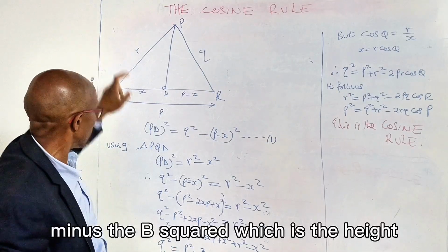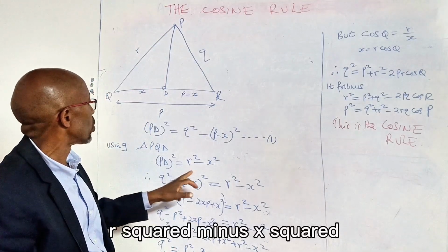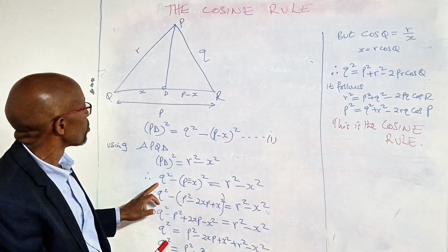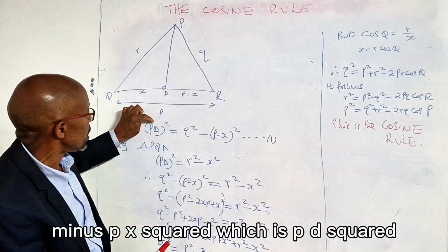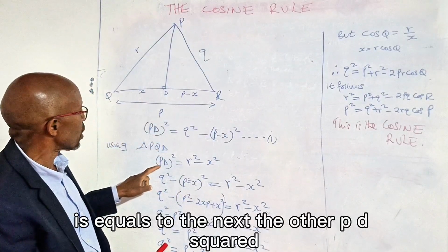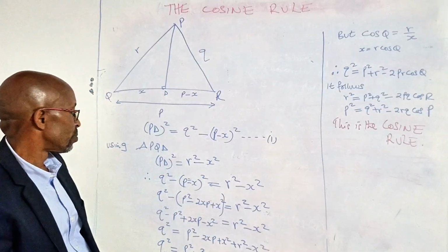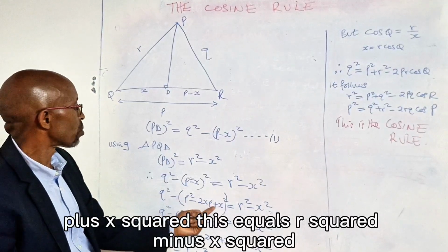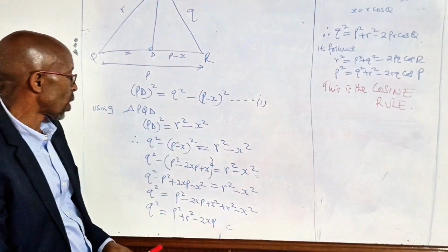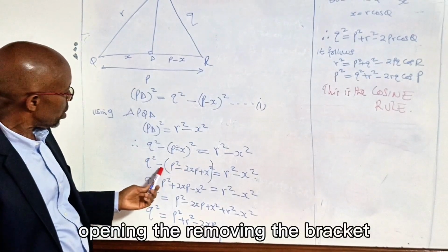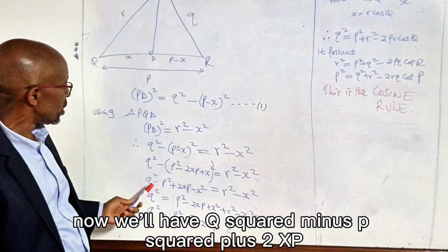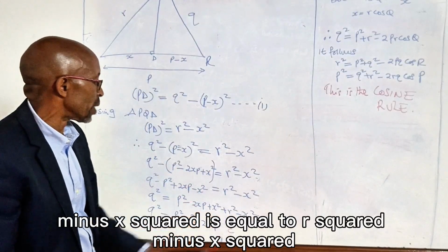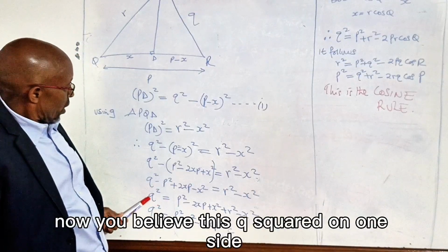That is the hypotenuse squared minus the base squared, because it's the height: r squared minus x squared. Therefore, q squared minus (p minus x) squared, which is PD squared, is equal to the other PD squared, r squared minus x squared. Opening the bracket here, we'll have q squared minus (p squared minus 2xp plus x squared) equal to r squared minus x squared. Removing the bracket now, we'll have q squared minus p squared plus 2xp minus x squared is equal to r squared minus x squared.